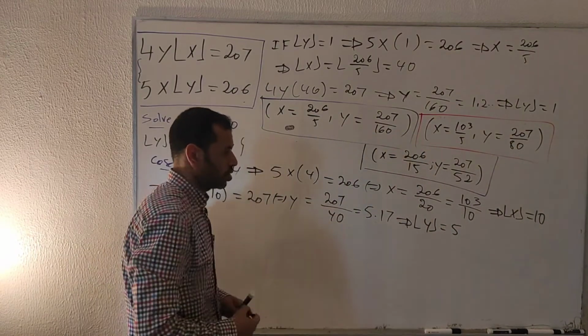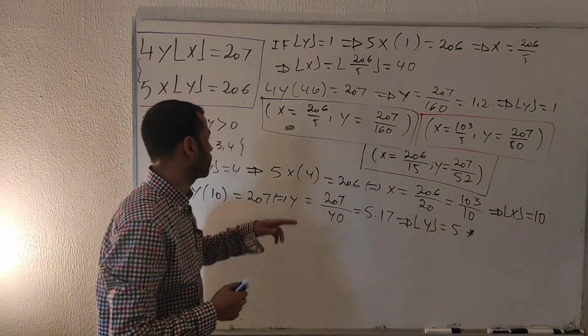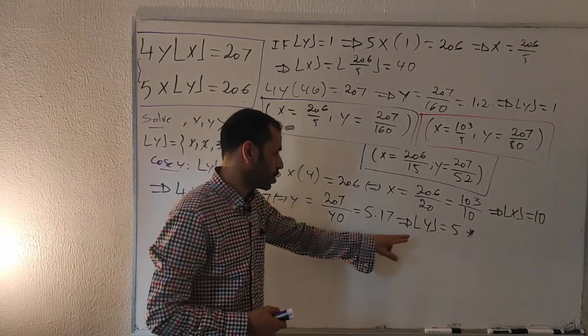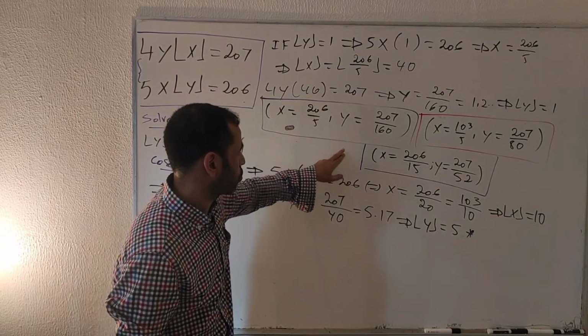This is clearly a contradiction. It's impossible to have the floor of y equals 5, because we already have the floor of y equals 4, which is impossible, so in this case we have no solution. I have only 3 pairs of solutions for this one.